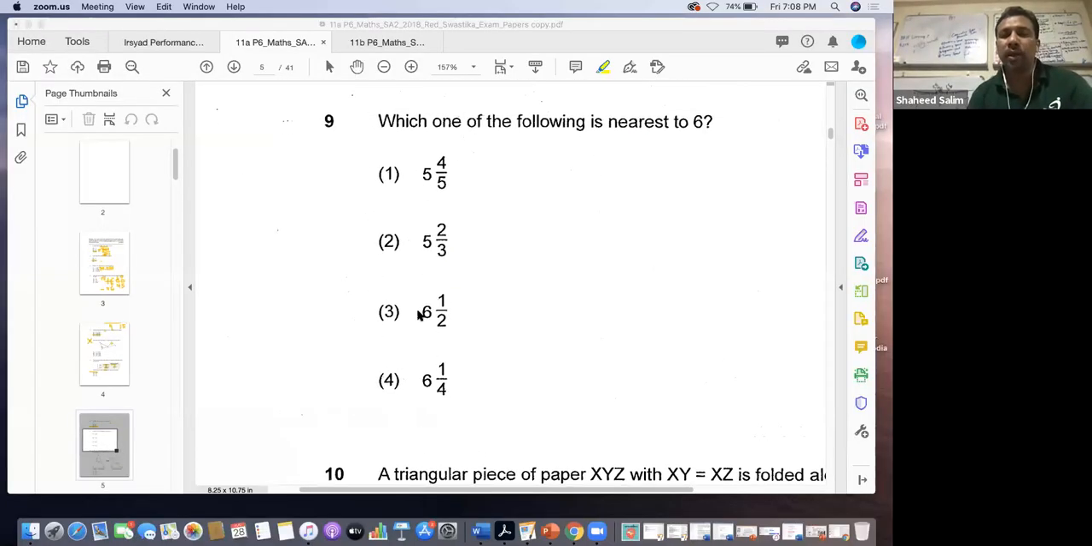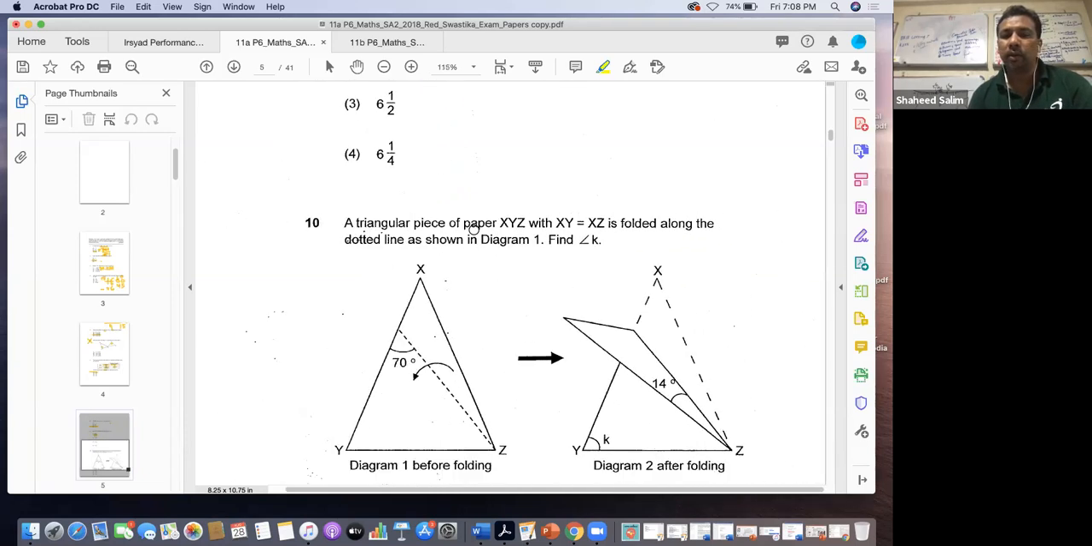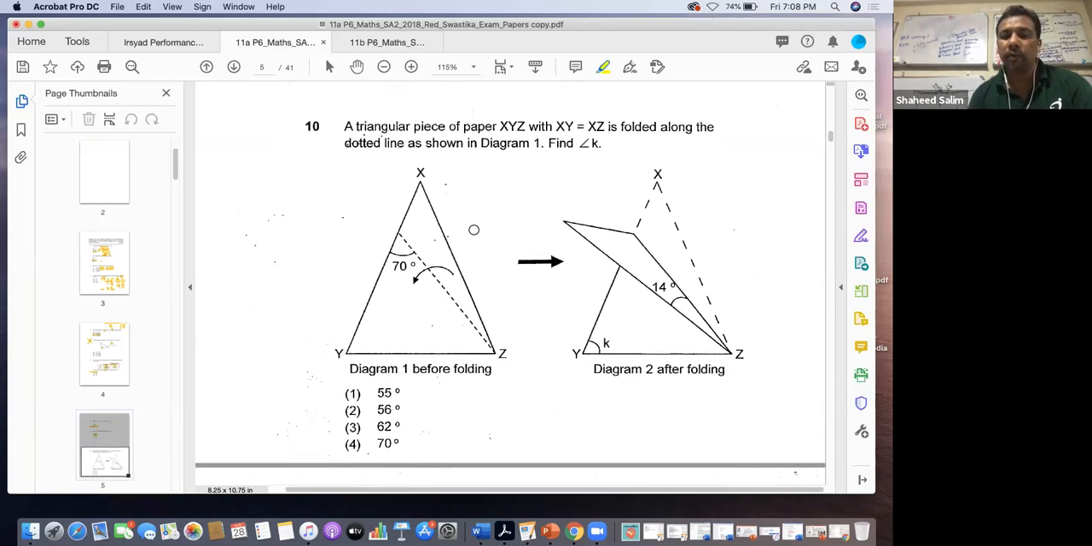Okay, we continue. So this one, the answer is 5 4/5, the first one. Now down here. How many degrees? This is sometimes a little bit tricky.